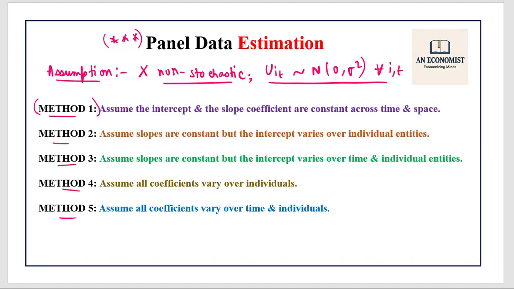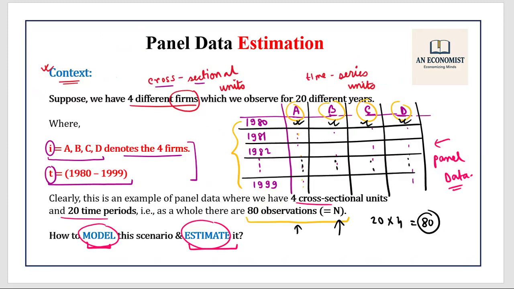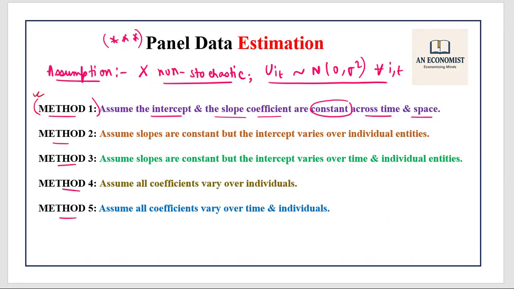So see, in method 1, what you assume is that the intercept of the model and the slope coefficients are all constants, both across time and across space. This is the first assumption that you have to make in order to model this panel data context that we have defined. So basically, we will try to model this context. Now, if you use the first method, you will assume both your intercept and your slope coefficients will be all constants. Now, if they are constant, it will not particularly explain the nature of the panel data.